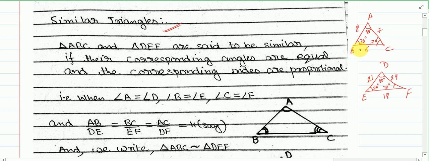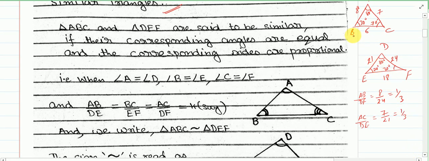Now what we observe is that for triangle ABC, corresponding to side AB we have DF. So AB upon DF will be 8 upon 24, that means 1 by 3. Then in triangle ABC for side AC, the corresponding side is DE. So we can write AC upon DE, and here we get 7 out of 21, that is again 1 by 3.